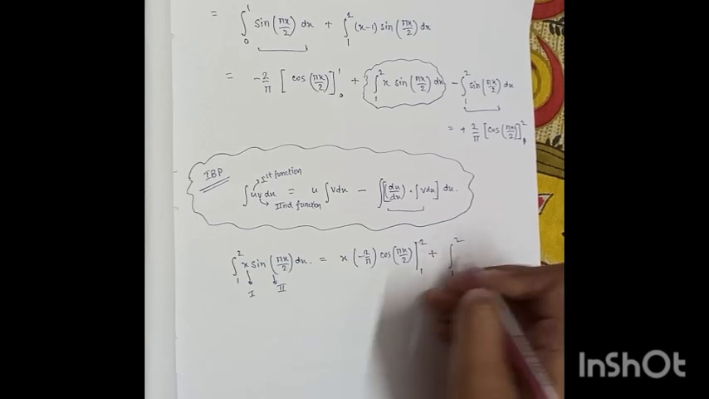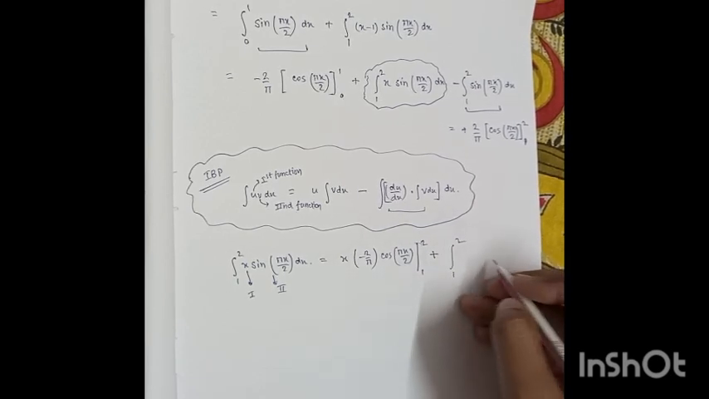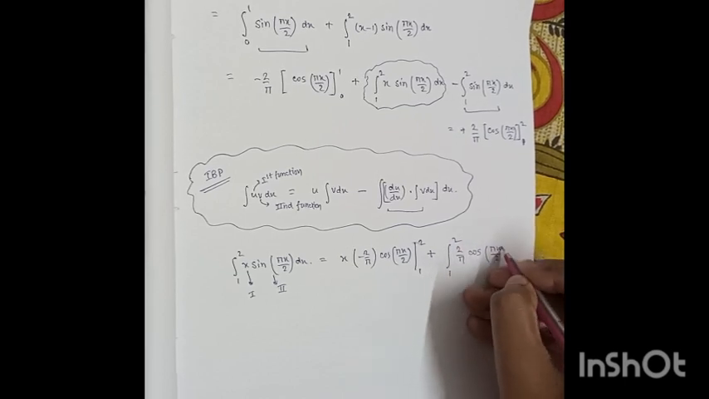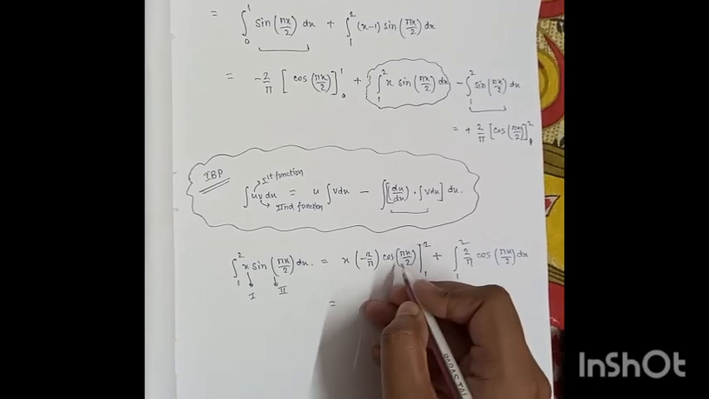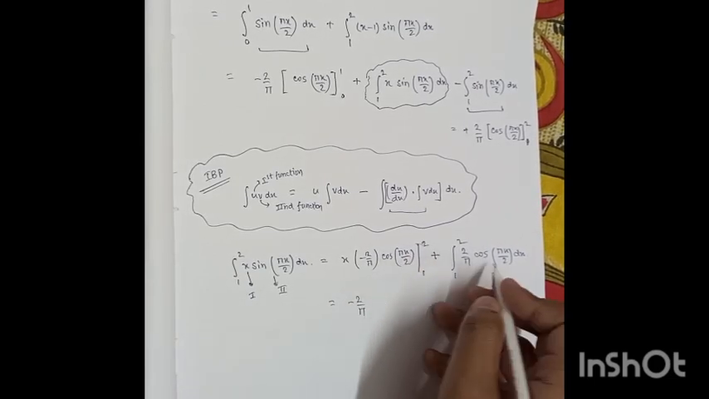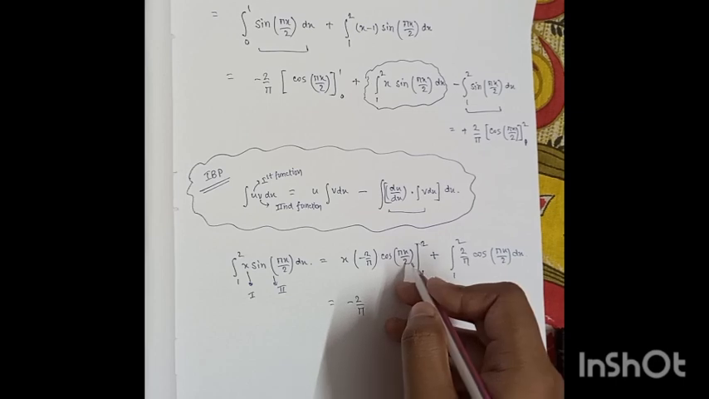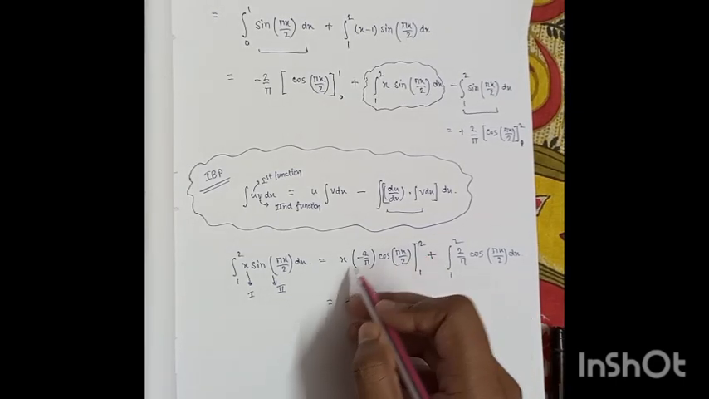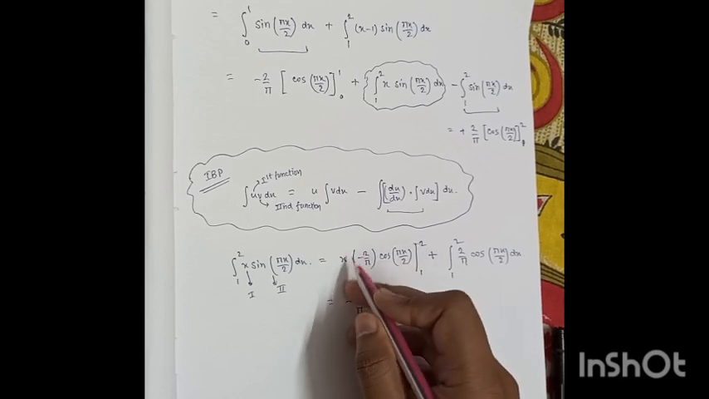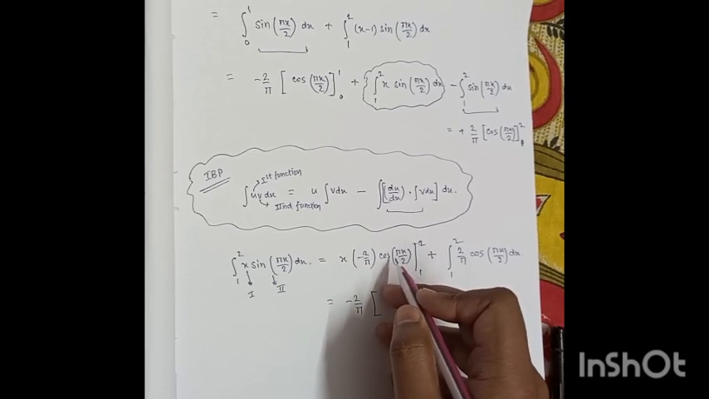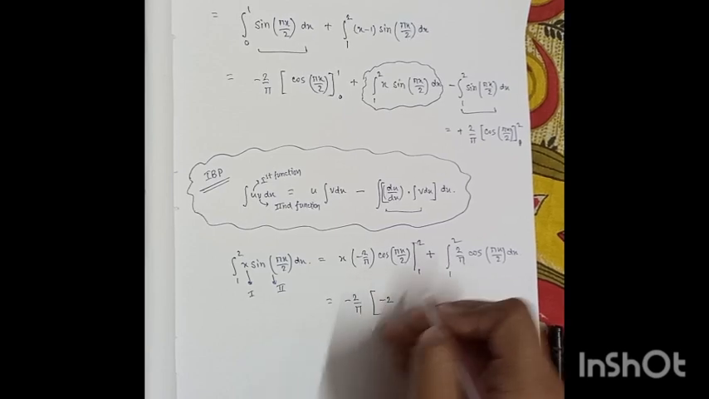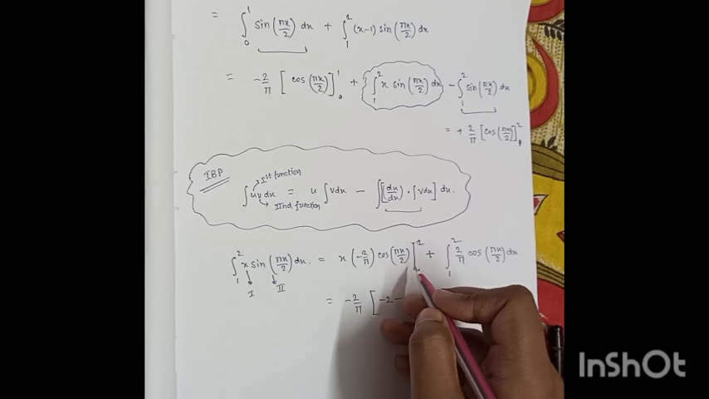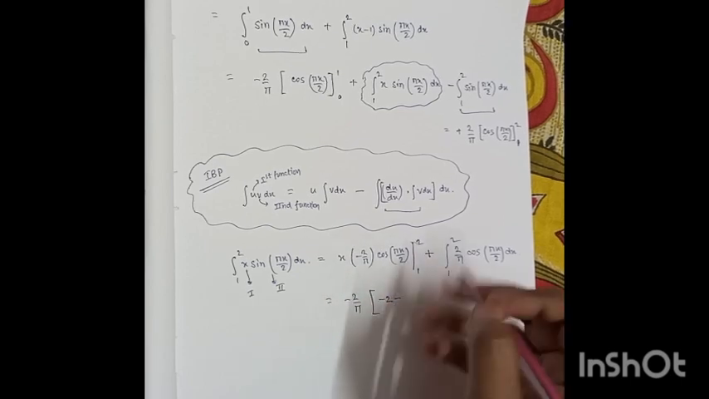So minus and minus will become plus, and then 2 over pi cos of pi x by 2 into dx. So here we have to evaluate this all together. So the first part is giving us minus 2 by pi into, if we put x equal to 2, this becomes 2 into cos pi, that is minus 2, and if we put x equal to 1, then see here cos of pi x by 2 will become 0, so the whole part will become 0.